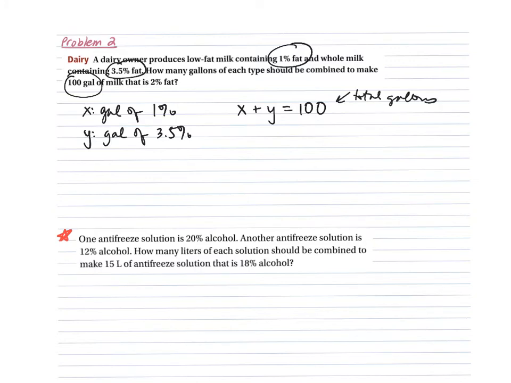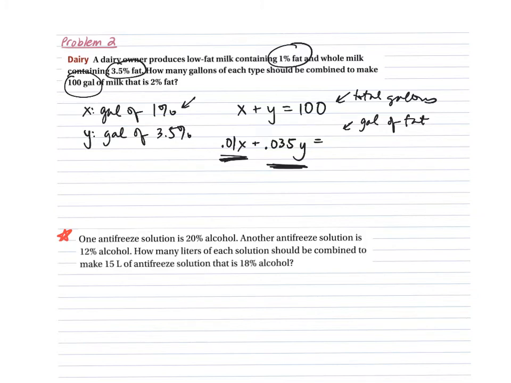And then the other thing we need is the fat. So let's talk about the gallons of fat. The gallons of fat in the gallons of 1% is 1% of X, so 0.01X. That's going to be my gallons of fat in my 1% milk. And then the gallons of fat in my Y is going to be 0.035Y, so 3.5% of Y. This is my gallons of fat in the 3.5% milk.